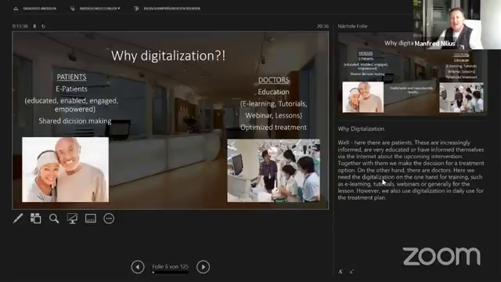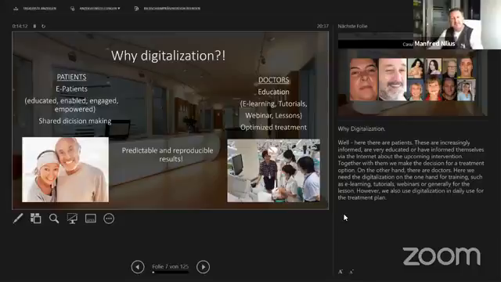So why digitalization? Well, patients are increasingly informed, very educated, or have informed themselves via the internet about the upcoming interventions. Together with them, we make the decision for a treatment option. On the other hand, there are doctors, we, you, me, here, and we need this form of digitalization on one hand for training, such as e-learning, tutorials or webinars like this, or generally for the lessons. However, we also use digitalization in daily use for the treatment plan. So what we need is predictability and reproducibility of results.